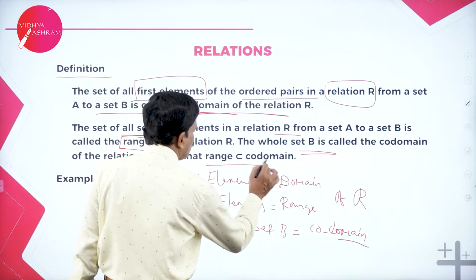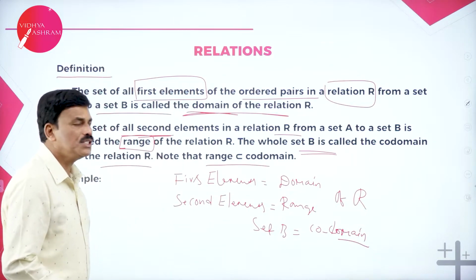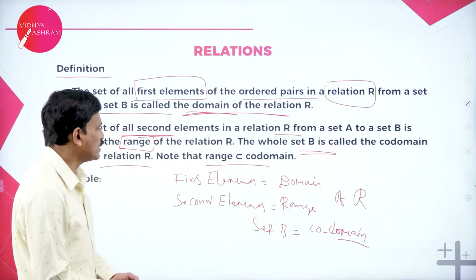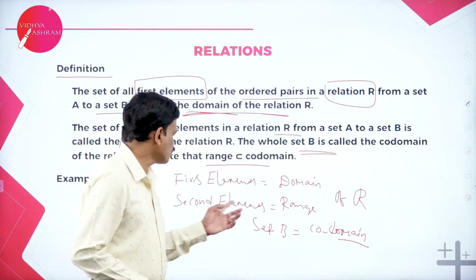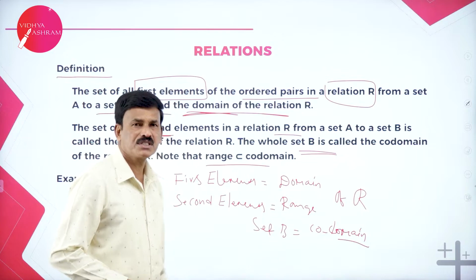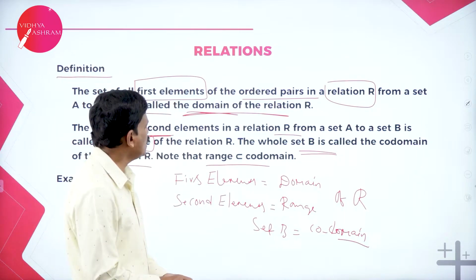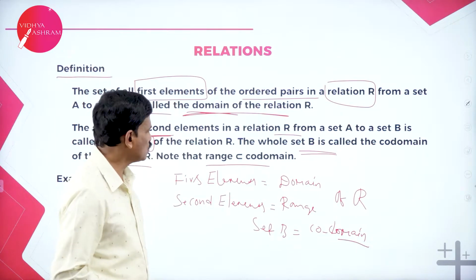And you just keep in mind that the range is the subset of codomain, because all the elements of range are nothing but the elements of the set B. Therefore, the range is the subset of codomain.